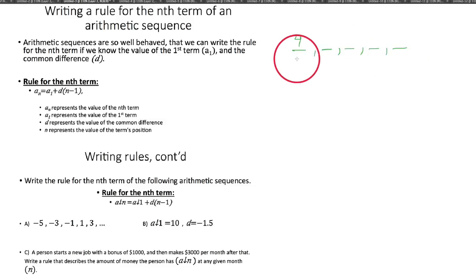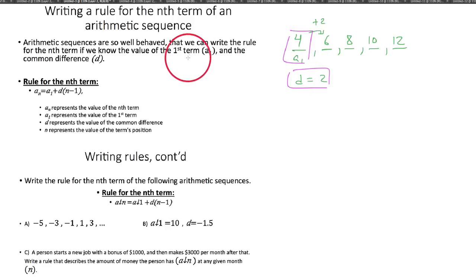So say our first number happens to be 4, and we had a common difference of 2, so it would tell me what I'm going up or down by every time. You could see how it would be very easy to come up with all of the terms of a sequence so long as you knew two things: the value of the first term and what it's changing by. And that's what we're going to look at here, how we can use this rule right here to determine the common rule for the nth term of a sequence that's arithmetic.